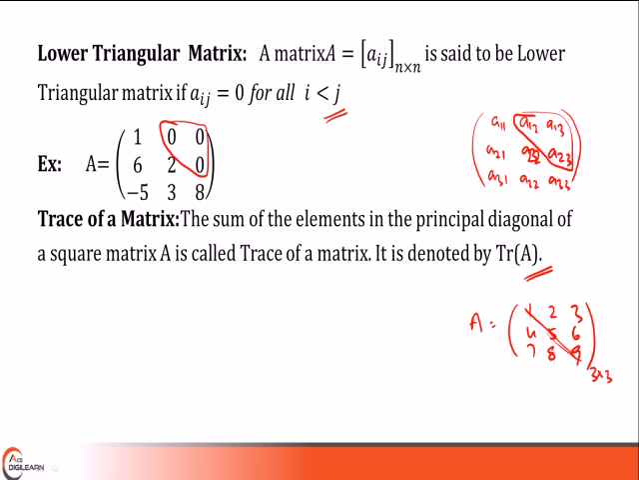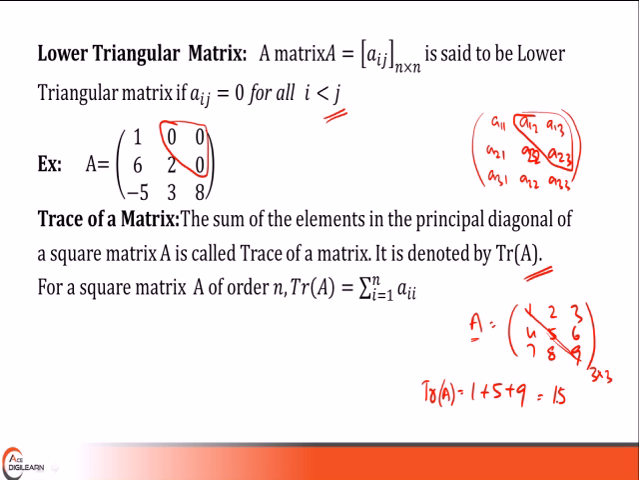So the sum of elements of the principal diagonal, so 1 plus 5 plus 9 is called as trace of the matrix A. So it is denoted by tr(A), which gives 15. So trace of the matrix A of this example is 15. So trace of the matrix you can denote like this: trace of a matrix A is equals to sigma i equals to 1 to n of aii.